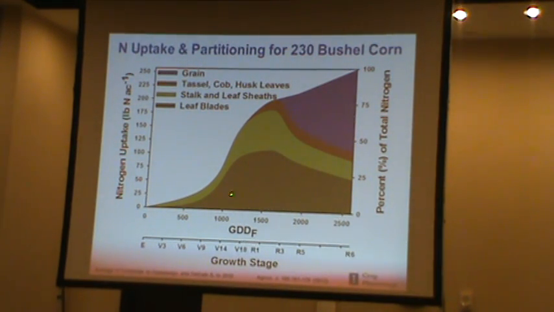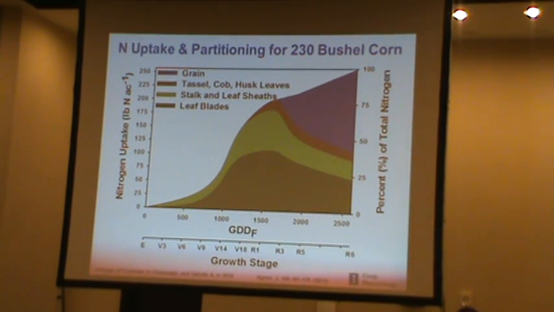And I also divided the crop into its components: the leaf, the stalk, the cob, and the grain. And over here I show you the percentage of the total. So in other words, a 230 bushel corn crop over the course of the season has to suck up 250 pounds of N from fertilizer and soil, 60% of which is removed with the grain.